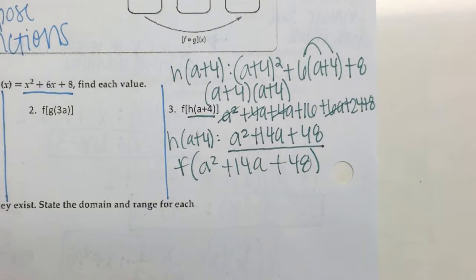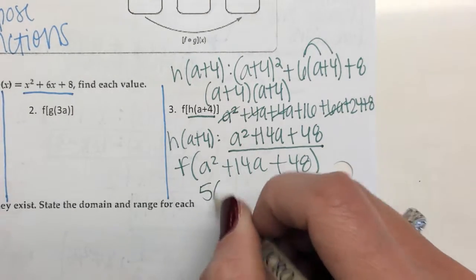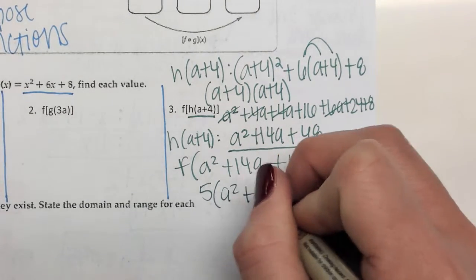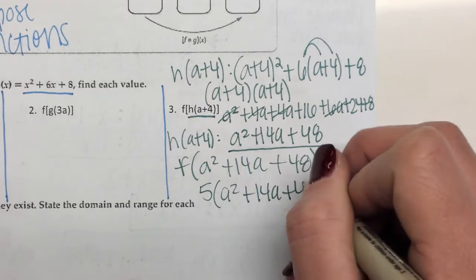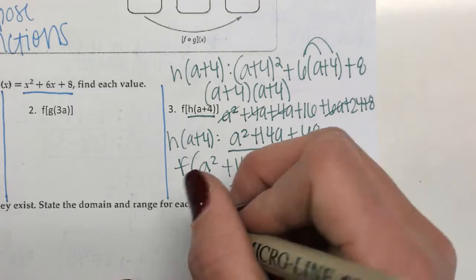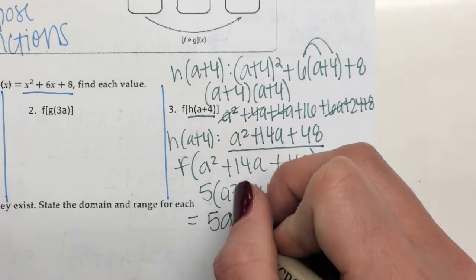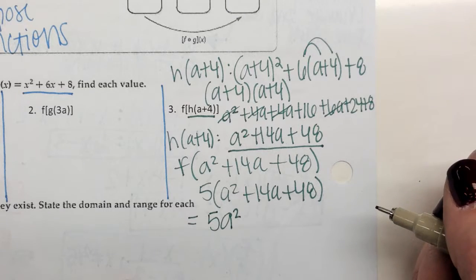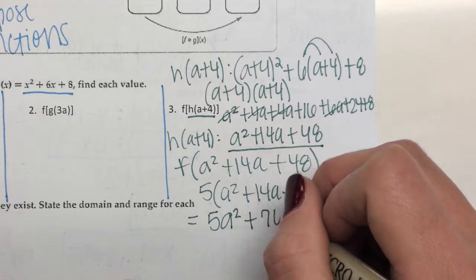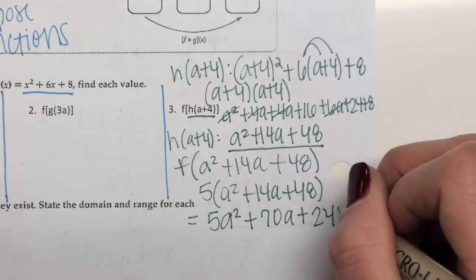Luckily, f of x is a pretty easy function. What is f of x? 5x. So really, we're just replacing the x with all of this. So basically multiplying 5 by all of these terms. So our final answer is going to be what? 5a squared plus, very good.